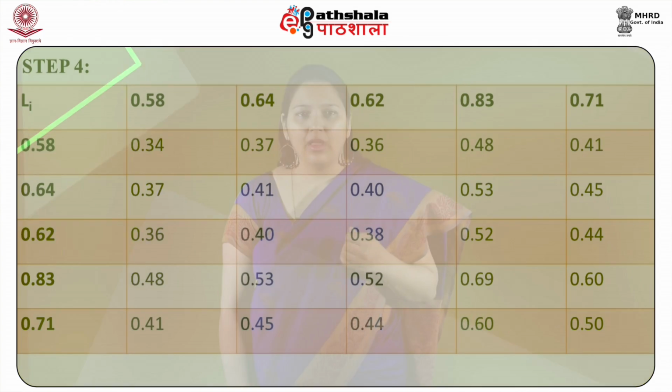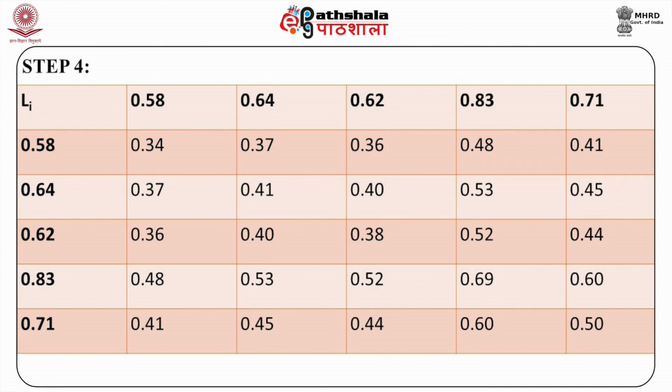Step 4. To obtain the second factor loadings, one has to first find the cross product matrix. List all the first factor loadings on the horizontal and vertical side of a table. Multiply corresponding rows and columns to obtain the cross product matrix. Li test 1 factor loadings: 0.58, 0.64, 0.62, 0.83, 0.71.